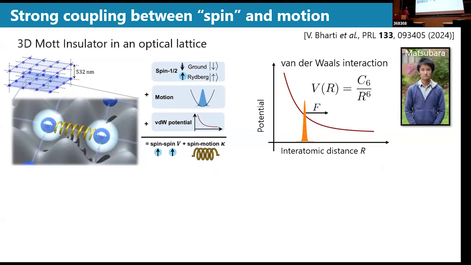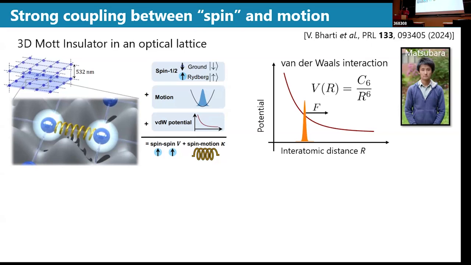What we found during the experiment is that since you excite all the atoms to a Rydberg state, the atoms interact with each other. In this van der Waals regime, if you change the internal Rydberg state, then you can make a strong force between two atoms. And there's no force between ground state and ground state, or Rydberg and ground state. But only with the Rydberg state, there's a strong force. And this is a kind of spin-motion coupling.